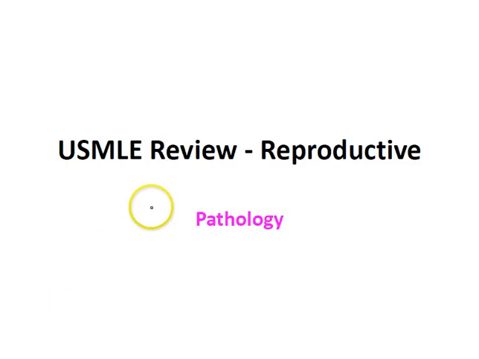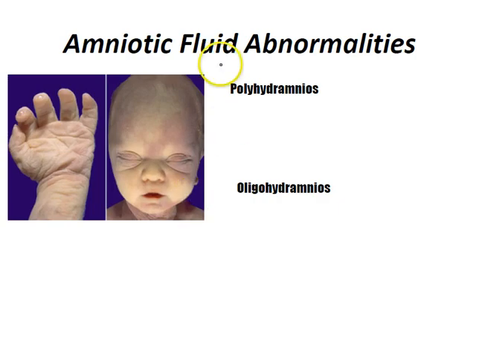So, reproductive pathology. Let's get right into this. Polyhydramnios and oligohydramnios. What is polyhydramnios? Well, it occurs when the level of amniotic fluid is high. It's usually greater than 2,000 milliliters in late pregnancy.